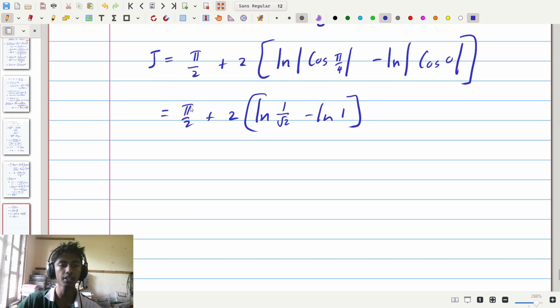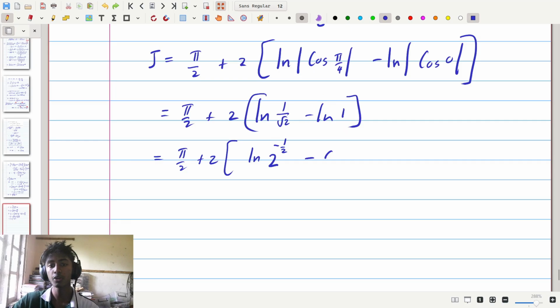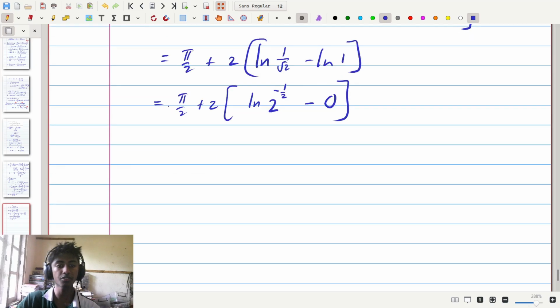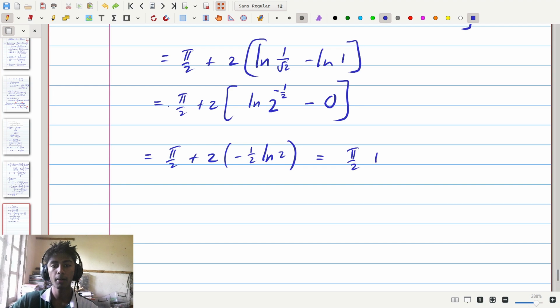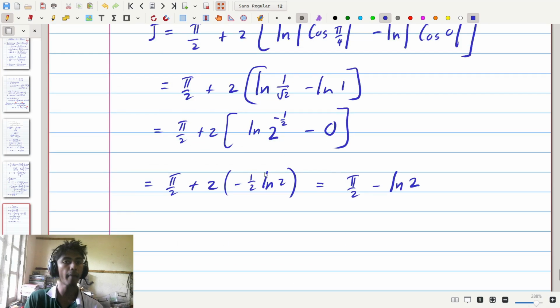And simplifying, we can write this as being equal to pi by 2 plus 2 times natural logarithm, and instead of 1 over root 2, I can write this as 2 to the power of negative 1 over 2, and minus natural logarithm of 1, which is 0. So minus 0. And simplifying this, we get pi by 2 plus 2 times, and if we take this power to the front, we have minus 1 over 2 times natural logarithm of 2, which finally simplifies down to pi by 2 minus, and this 2 cancels, leaving us with minus natural logarithm of 2. So j is equal to pi by 2 minus natural logarithm of 2.